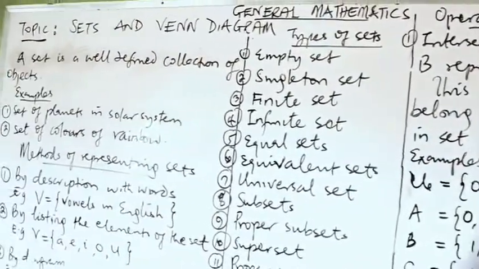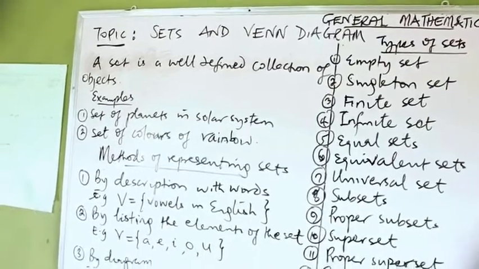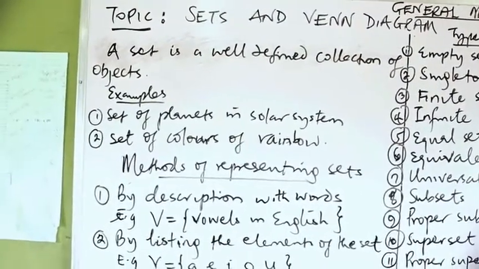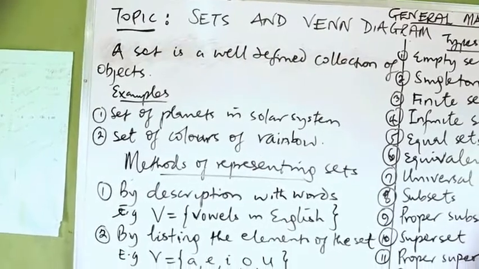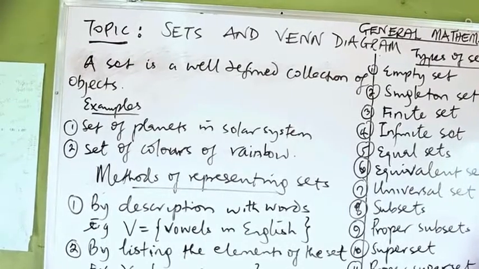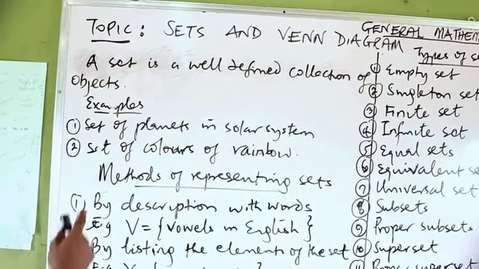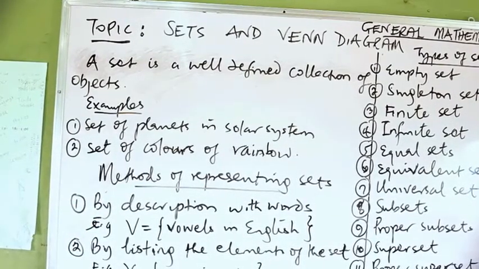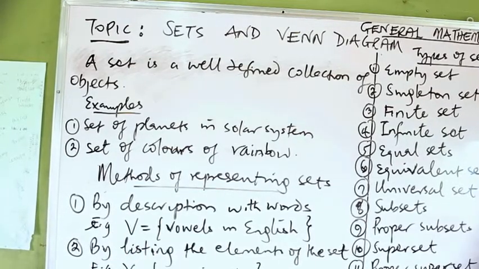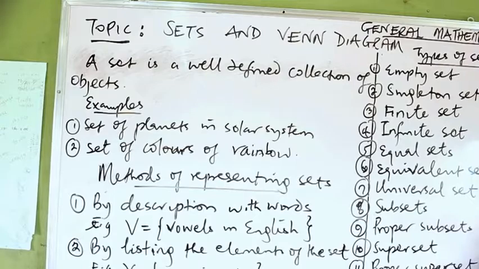Quickly, I will go over those objectives one after another. The first one, and that is the definition of a set. And what is a set? Now, as written on the board here, a set is a well-defined collection of objects. It's a well-defined collection of objects.